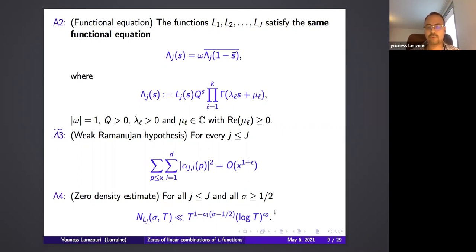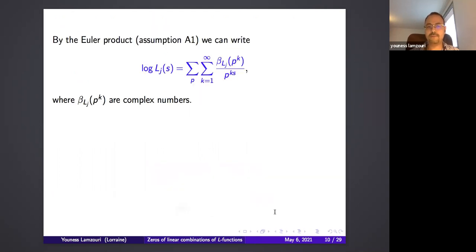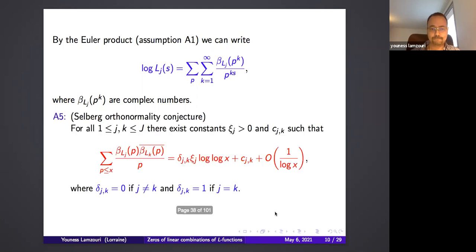And then because we are considering all these L functions together and you consider linear combinations of these, we would like these L functions to satisfy a certain independence hypothesis, that they behave kind of independently. This is encoded by what's called the Selberg orthonormality conjecture. So if you write the log of these L functions, remember this is an Euler product, here I forgot to say for real s greater than one, you have the log of the Euler product. So you have a sum over primes, in fact, a sum over prime powers, of certain coefficients with p to the ks. What we would like is that if you take the coefficients of two different L functions, then there are a lot of cancellations.